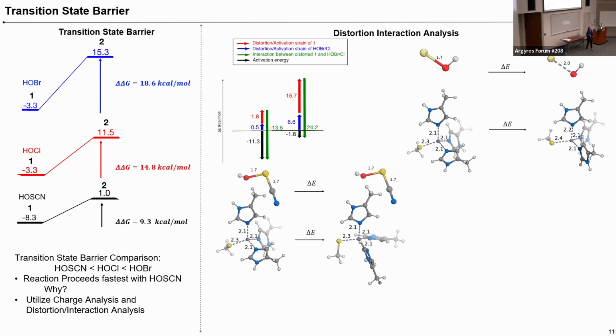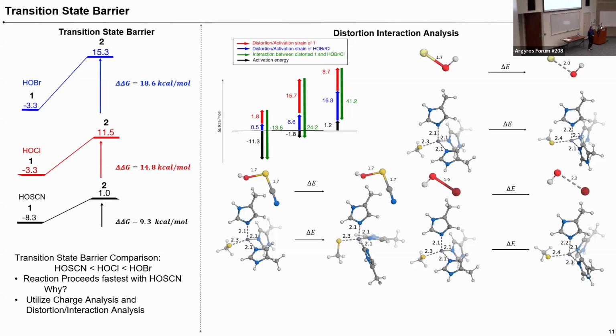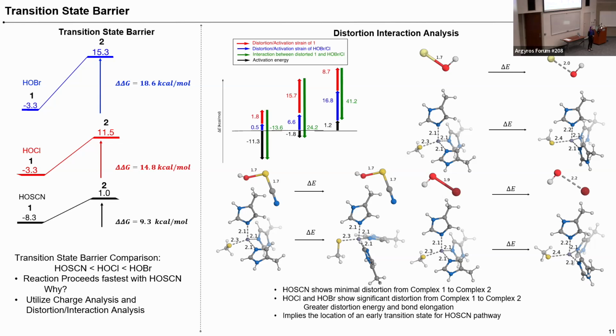And this geometric distortion is coming from the elongation of the bonds in both HOCl and the zinc complex. Finally, in the HOBr case, we're again seeing even more distortion, and the interaction is actually not overcoming fully that distortion. And we're seeing, again, the elongation of those bonds, both in HOBr and the zinc complex. So this is confirming with the geometries that we did indeed find an early transition state. For HOSCN, the transition state, complex 2, looks extraordinarily similar to complex 1, which is accounting for this low transition state barrier that we're seeing.